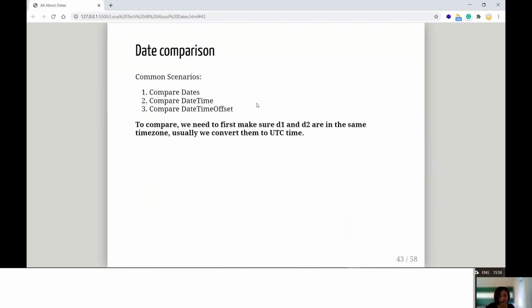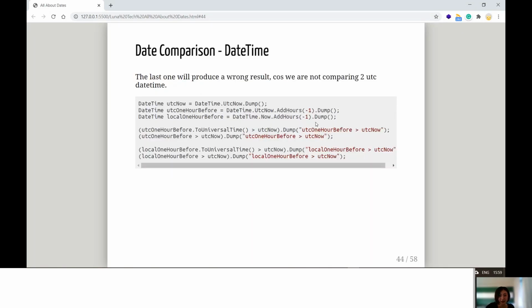Date comparison. Common scenarios: compare dates, compare datetime, compare datetime offsets. So the first rule of this is to compare, we need to make sure they're in the same time zone, right? If they're in different local time zones, we need to make sure we convert them to UTC time and then compare. So that's the rule of thumb.